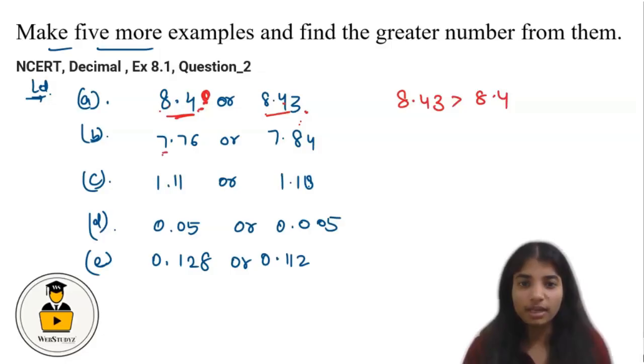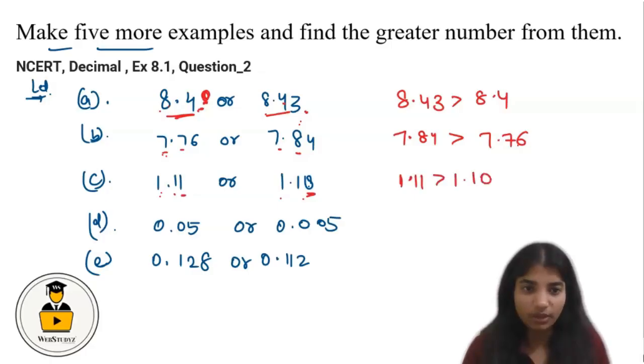In B, we are given 7.76 and 7.84. Look, 7 and 7 are both equal. Then after the decimal, it's 7 here and 8 here. We know that 8 is greater than 7. So we can easily say that 7.84 is greater than 7.76. Now let's move to part C. Here we have 1.11 or 1.10. Look, 1 and 1 are equal. Then after the point, it's 1 here and 1 here, both equal, and after that it's 1 here and 0 here. We know that 1 is greater than 0. So from here we can say that 1.11 is greater than 1.10.